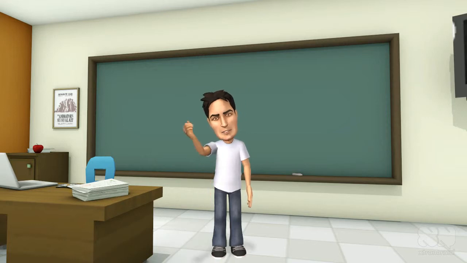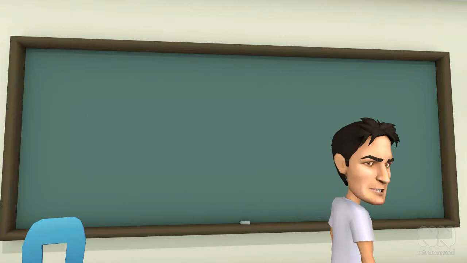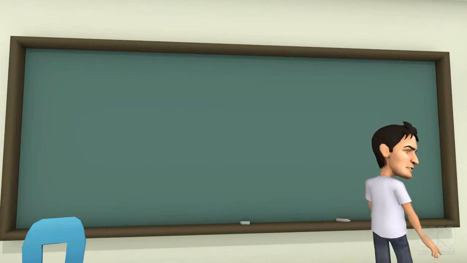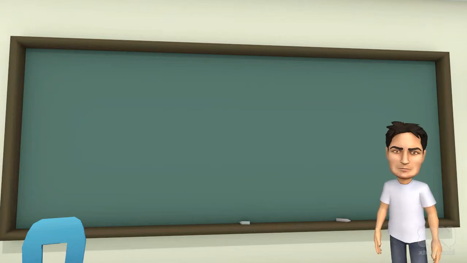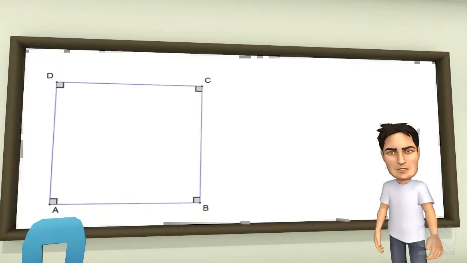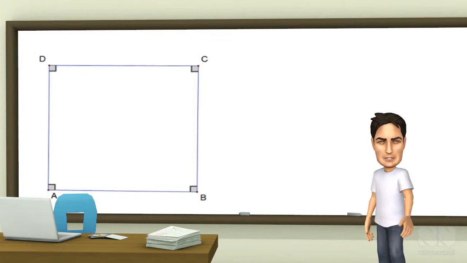So let's get started. For this demonstration, it will be helpful to remember the definition of triangle congruence and the properties of triangles and quadrilaterals. We will start with a square. Let's call it square ABCD. We start with a square because it has 4 congruent sides and 4 right angles.